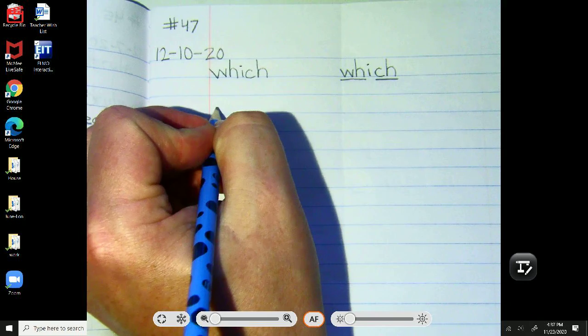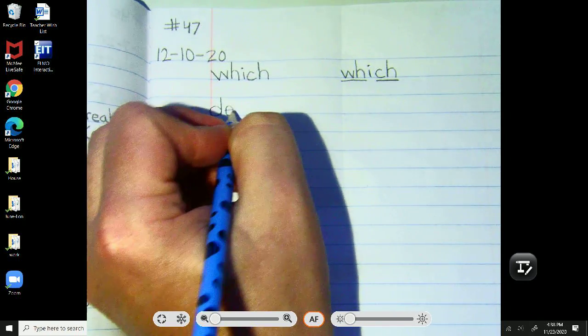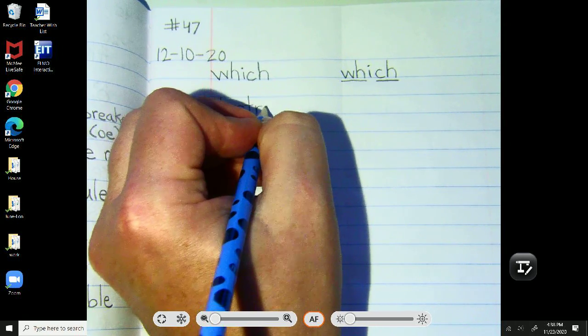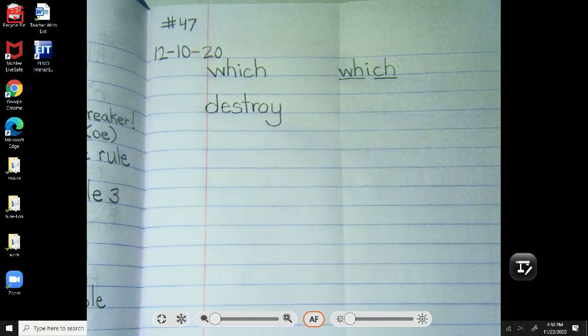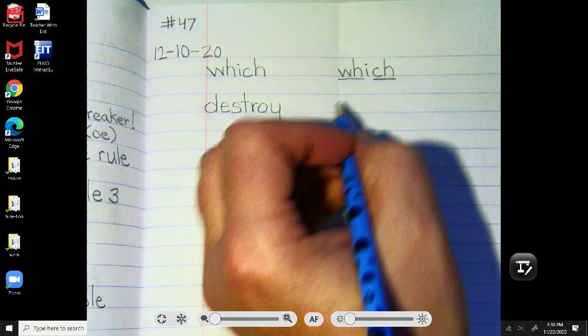Our next word, comfortably close to the red margin, is the word destroy. Destroy. Pause and analyze destroy. Scholars, how many syllables in destroy? Did you say two? That would be correct.